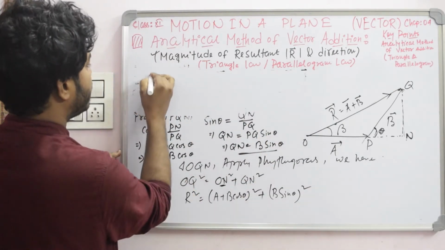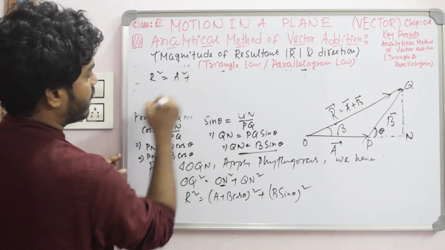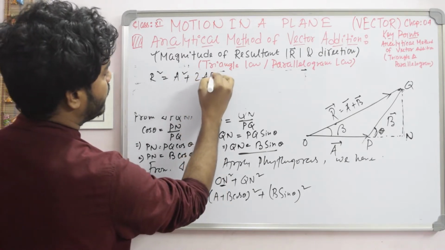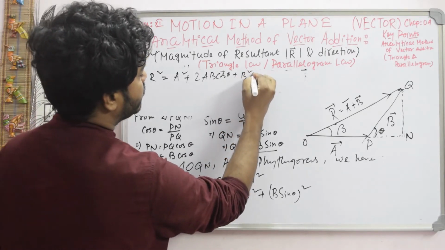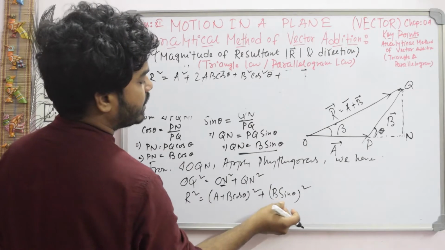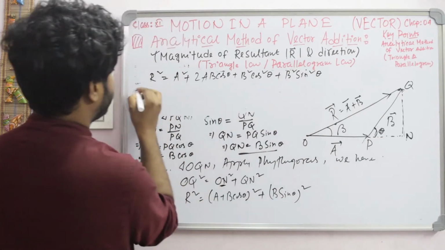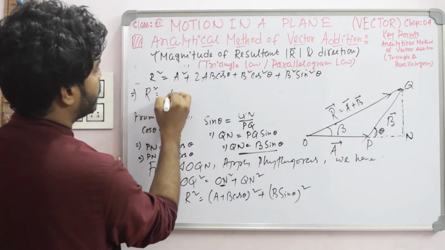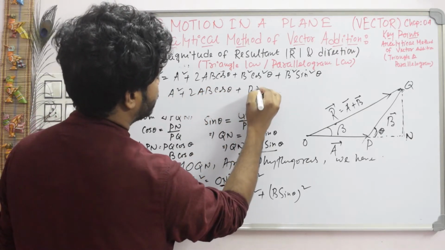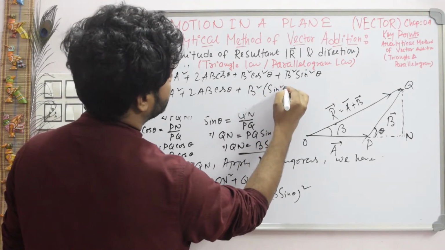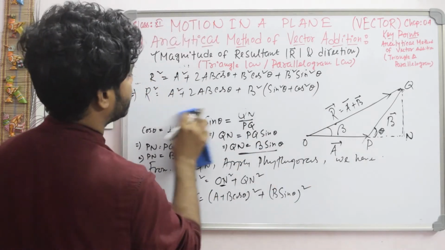This one R squared is equal to (A plus B cos theta) whole squared, so this one will be A squared plus 2AB cos theta plus B squared cos squared theta, plus (B sin theta) whole squared, so this one gives B squared sin squared theta. Again simplify: R squared is equal to A squared plus 2AB cos theta plus, you just take B squared common, that is sin squared theta plus cos squared theta, and you know the value of sin squared theta plus cos squared theta is 1.